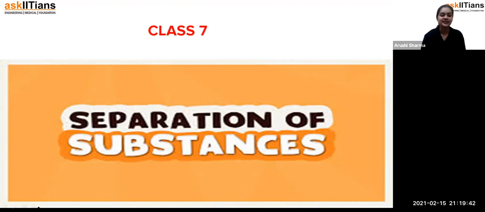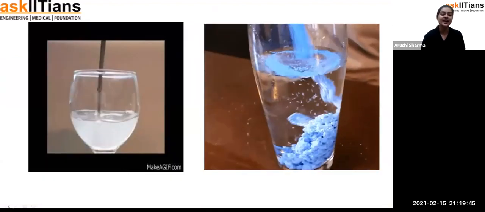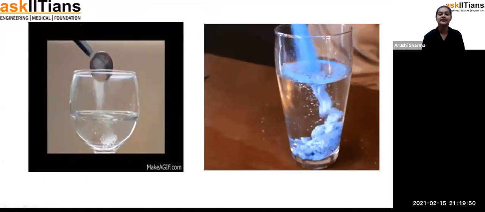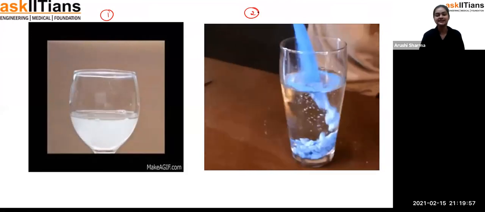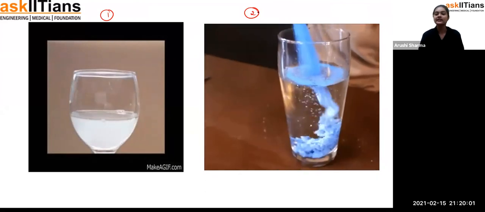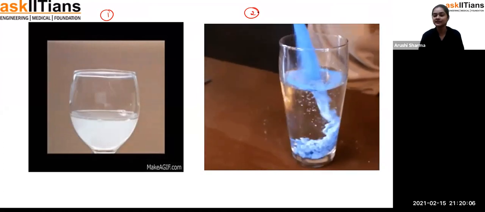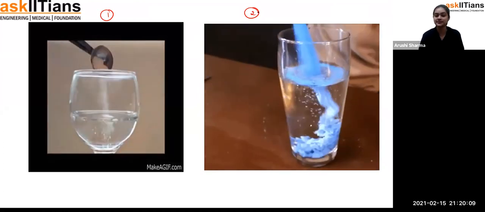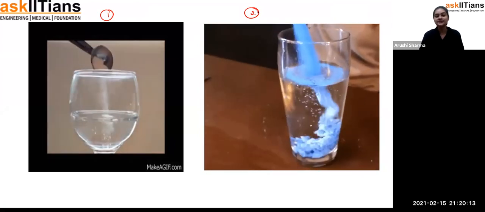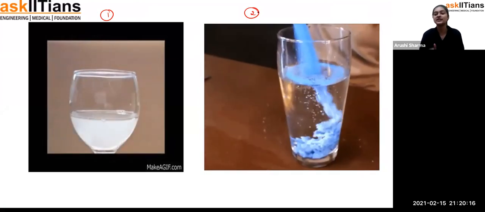So as we can see here, we have these two things, one and two. If you observe these two pictures, you will get some idea that in one picture something is getting soluble in water, but in the other picture something is not getting soluble in water. That means you can find out that it is some kind of blue substance present here. Exactly. So students, in this chapter we are going to study these types of mixtures.